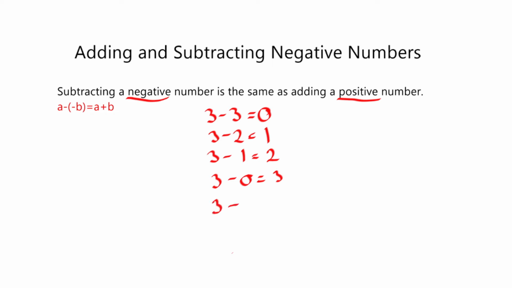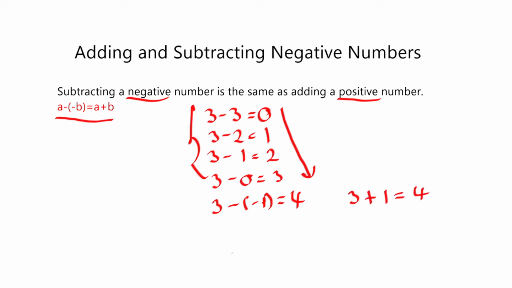3 minus minus 1. Again, if we follow the pattern, we have 0, 1, 2, 3, therefore this one is going to be a 4. Okay? But we don't need to do all of this. We can just apply our rule. So a minus minus b is the same as a plus b. So 3 minus minus 1 is the same as 3 plus 1, which gives us 4.